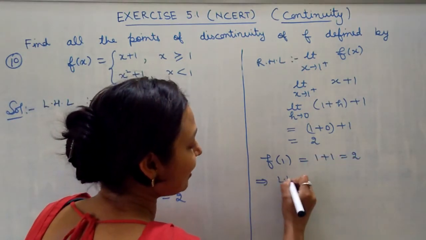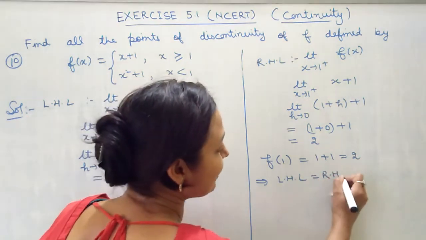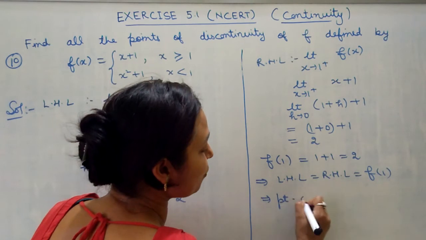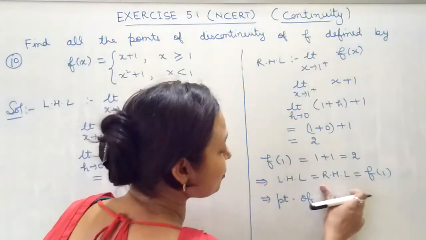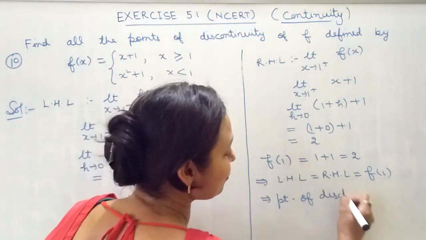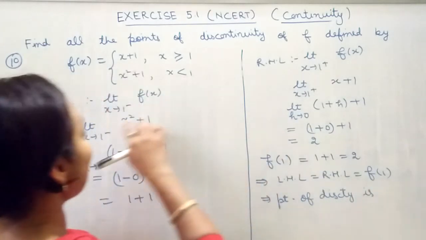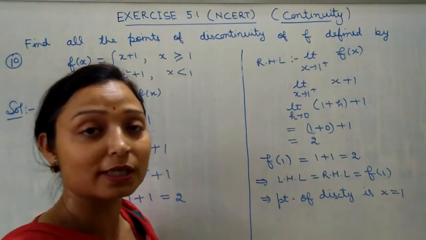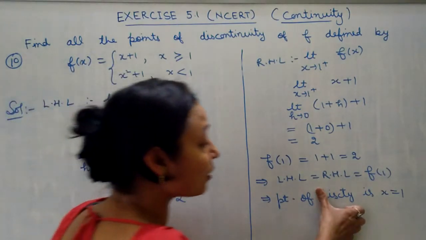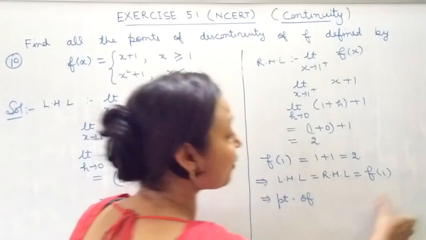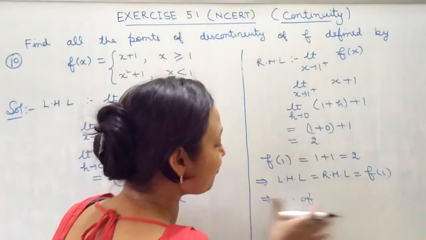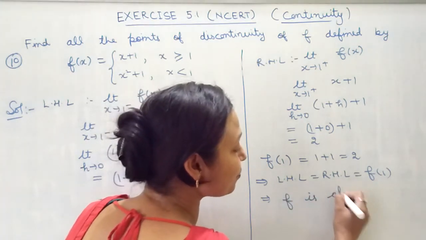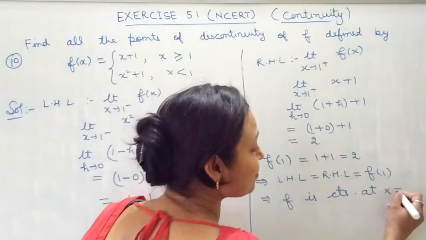This means left hand limit equals right hand limit equals f of 1. That is not a point of discontinuity at x equals 1, because these three are equal. The function f is continuous, not discontinuous. f is continuous at x equals 1.